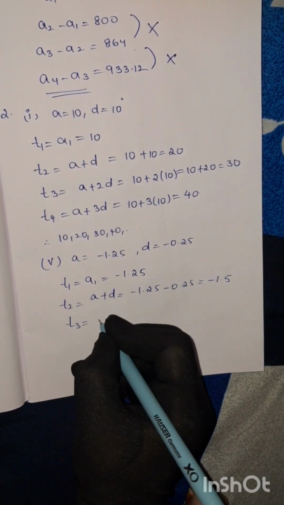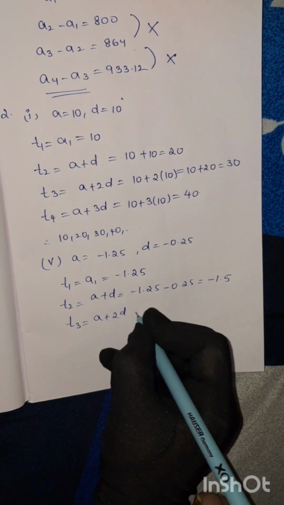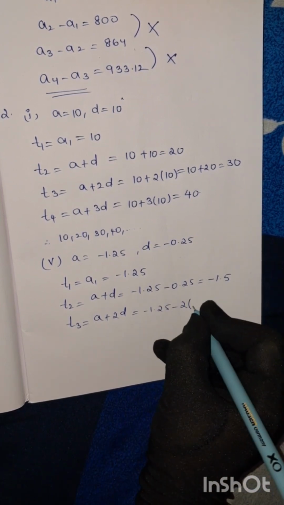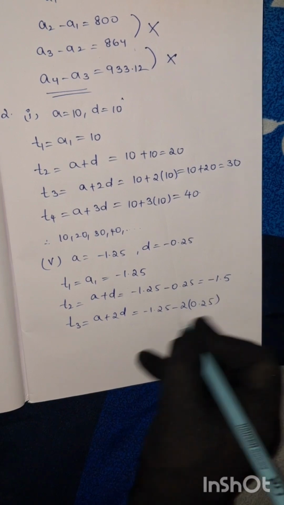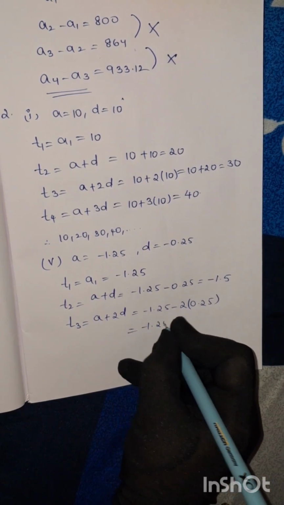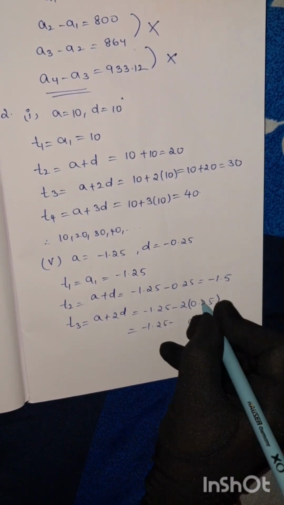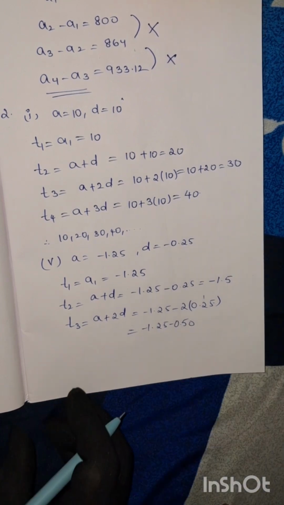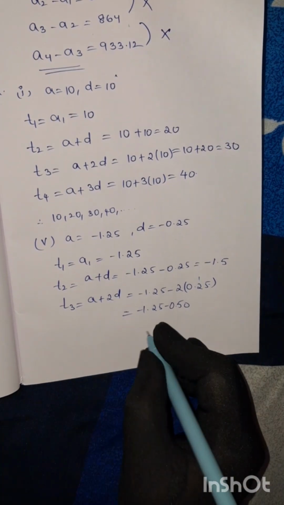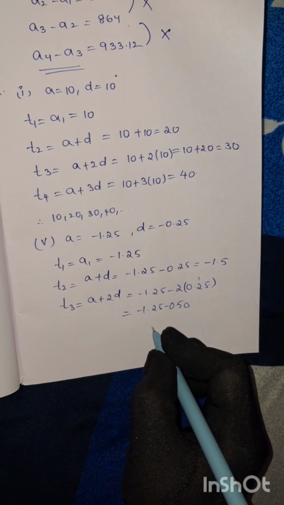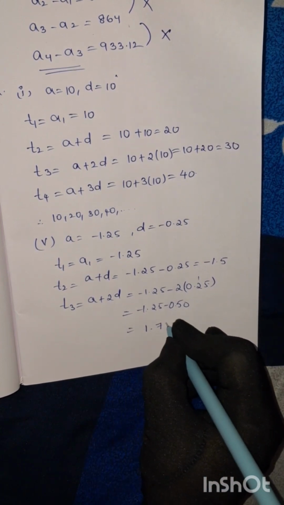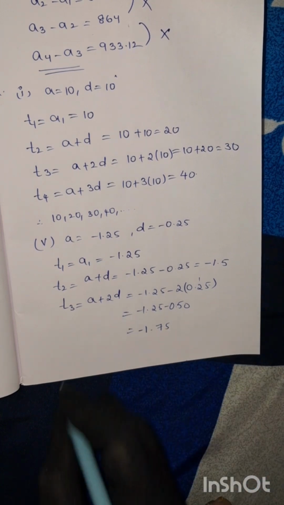Next is third term, A plus 2D, so this will be minus 1.25 minus 2 into D. What is D? 0.25. So how will we do this? Minus 1.25 minus 2 5s are 10, 2 2s are 4 5, so this will be 0.5, right? So minus 1.25 minus 0.5 is nothing but what? 1.5 plus 2, 7.75, minus 1.75.